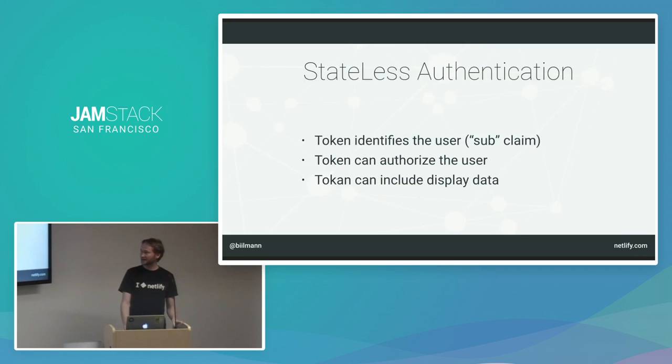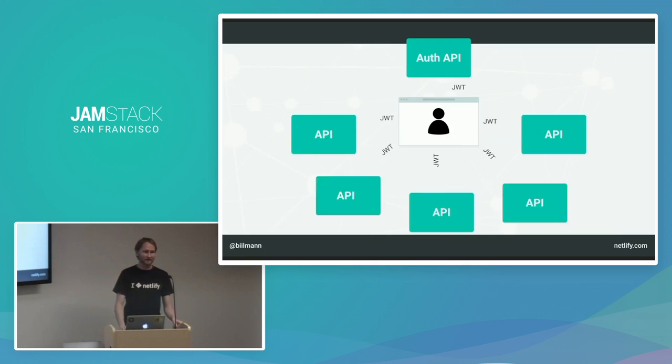The token here can include information about the role of the user. Does this user have access to this specific API? It can also include some display data. You'll often see these tokens include the display name and so on. So let's say you have an e-commerce API and you need to buy an order for some specific user, the API can use that display name to send an invoice with the right name without ever having to talk to some centralized API.